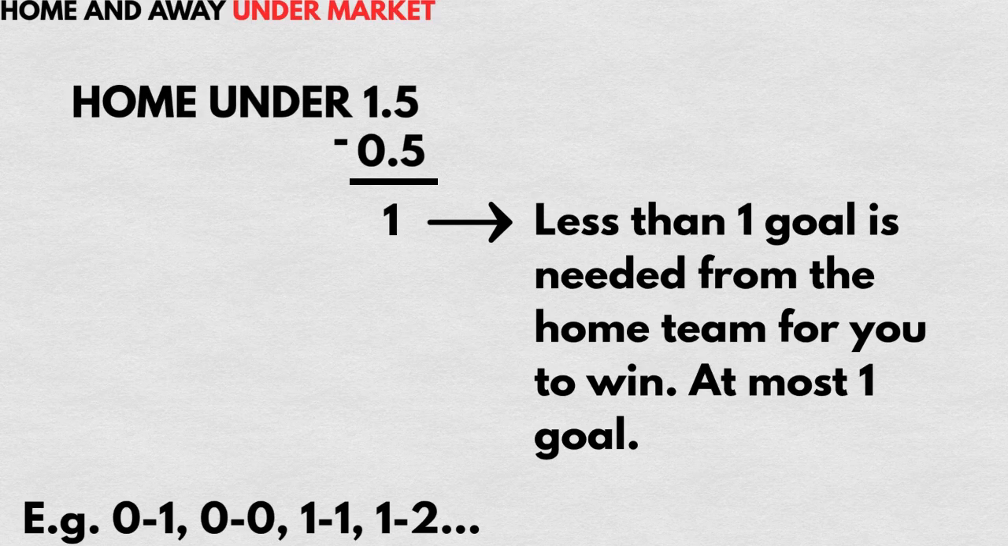Same thing with home under 1.5. 1.5 minus 0.5 is going to equal 1. So that means you're expecting less than 1 goal in that match. If they score 1 goal, it's fine, but anything more than 1 goal is going to be counted as a loss.